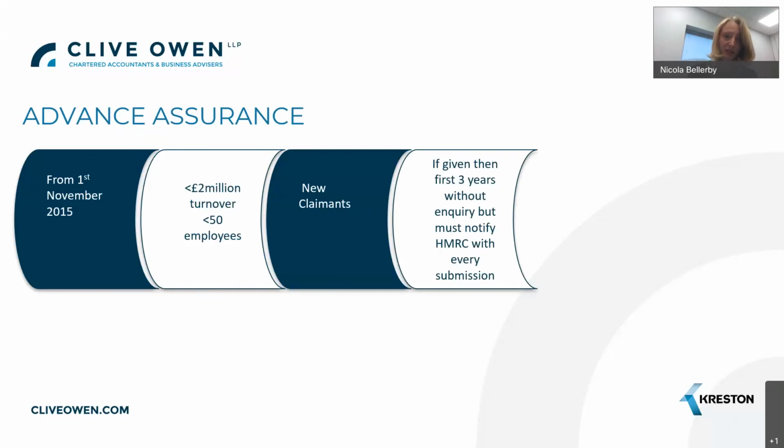Advance assurance is quite an interesting one, and when I've done webinars in the past, there's a couple of people who have said this has worked for them. So it came in November 2015, hasn't been very much used, and it's only for companies that haven't made a claim before and have under 2 million turnover and less than 50 employees. And really it means that you ring the revenue, you tell them what you're doing, they say yes or no, and then every time you submit your CT600, which is where your claim is made, they won't ask you any more questions, but you have to tell them every time you send something in. So whether they have a little check at the time, I think they must do.